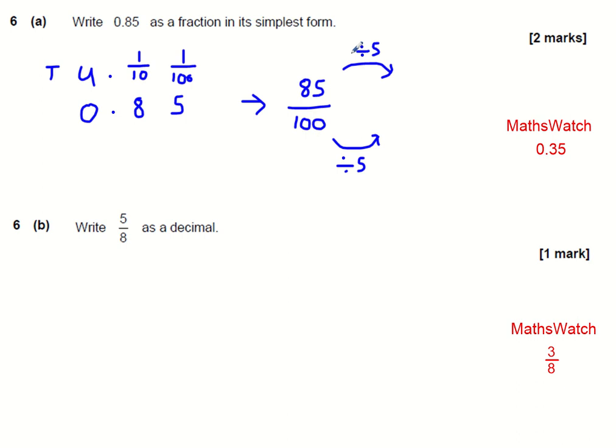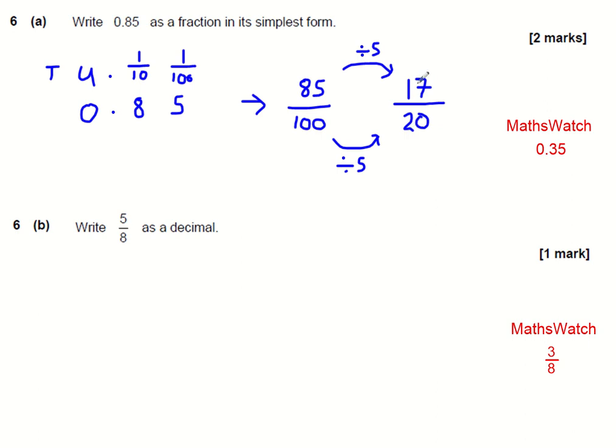Now 85 divided by 5 is 17. You need to be able to do that without a calculator. And 100 divided by 5 is 20. Always make sure you ask yourself whether there is any number that can go into 17 and 20. In this case the answer is no, and therefore that is my answer in its simplest form.